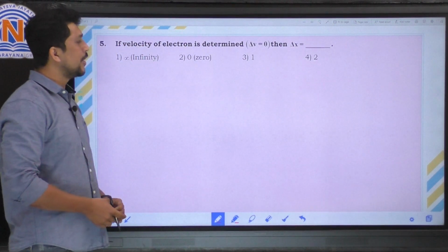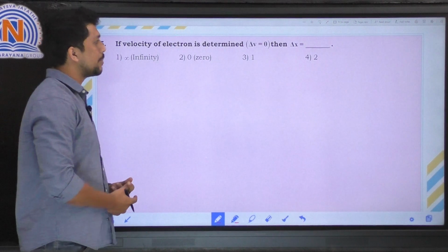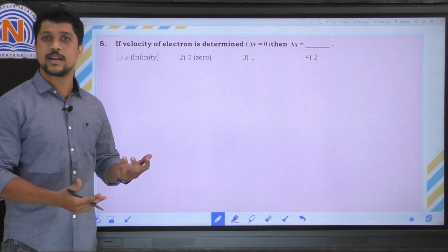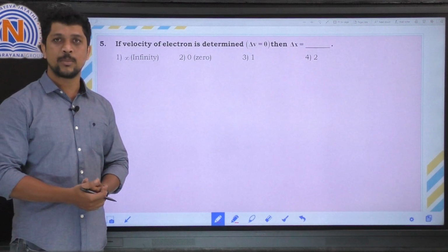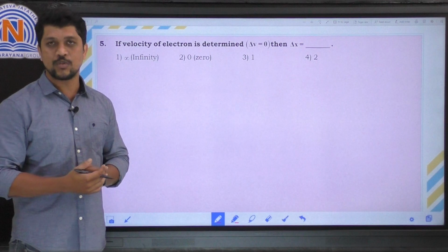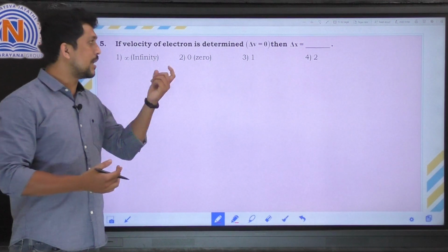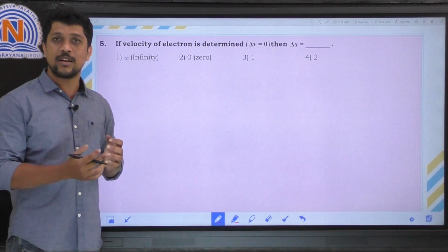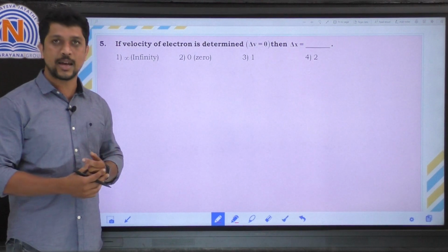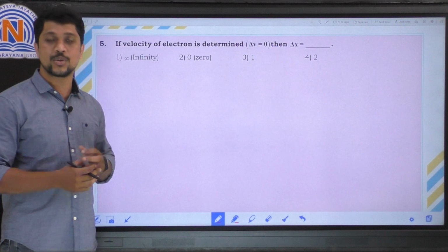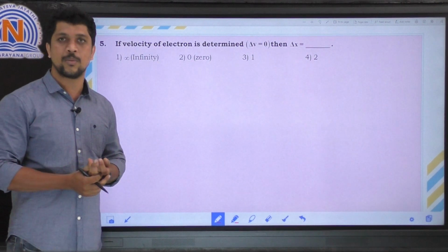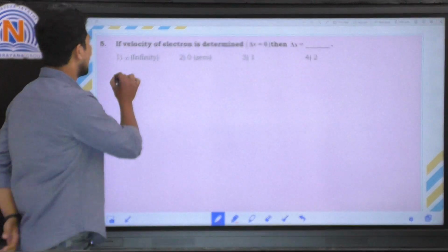Here the question: if velocity of electron is determined, delta v equal to 0, then what about delta x? Delta x obviously infinity, because this is vice versa. If delta x equal to 0, then delta v equal to infinity. So if the velocity is 0, we can find the position of that particular electron, so delta x equal to infinity. So there are infinity positions. If the velocity of electron is 0, then the correct option is first option.